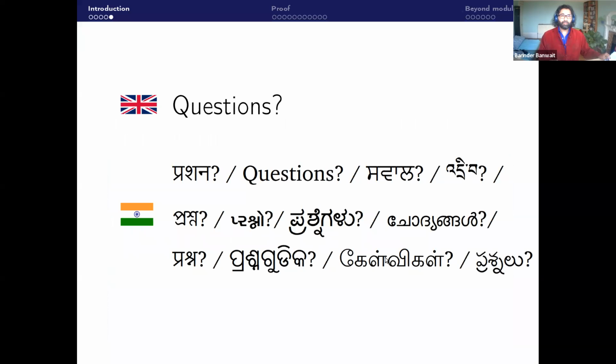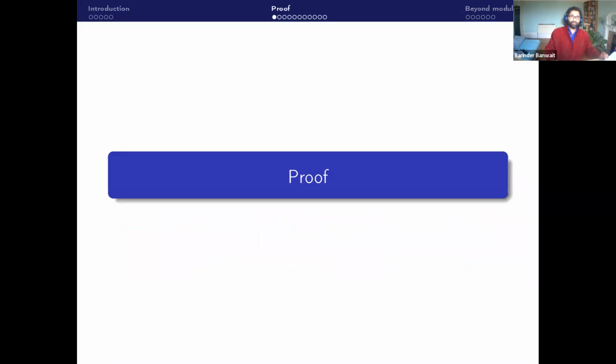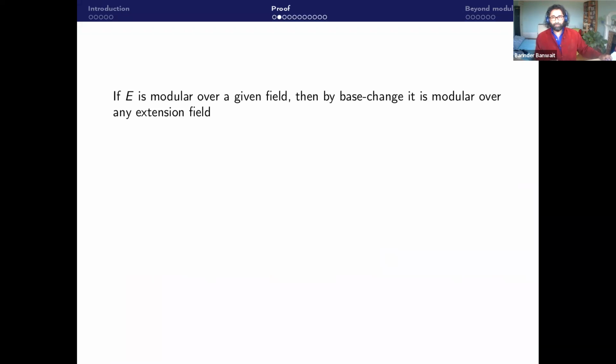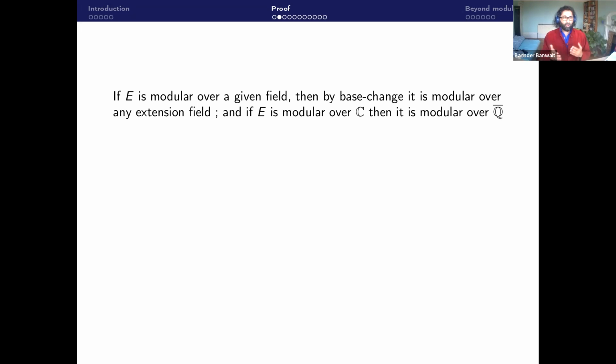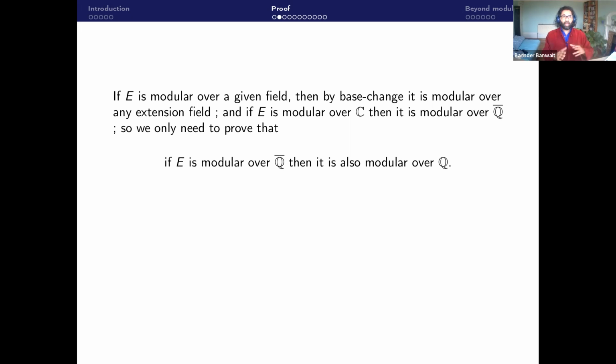Okay. Right. So let's get into the details then. So again, I said this earlier. If E is modular over a given field, then by base changing the map, it becomes modular over an extension field. And because all of our curves are algebraic, you don't actually need to go up to the complex numbers, any algebraically closed field is enough. So if it's modular over C, then it is modular over Q-bar. So actually, what one really needs to prove is that if it's modular over Q-bar, then it is modular over Q.